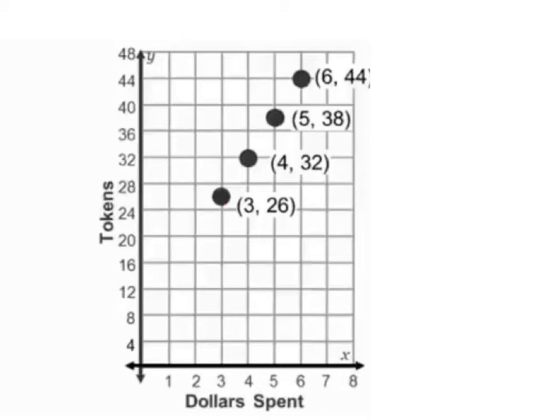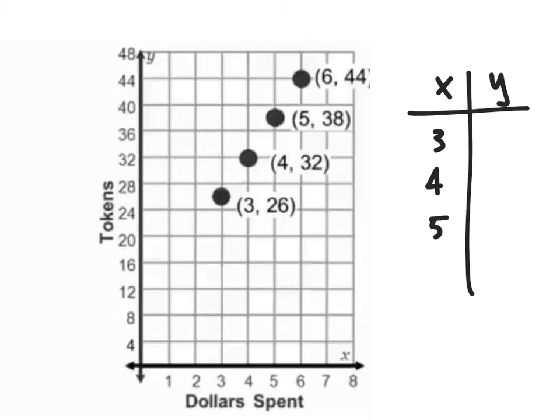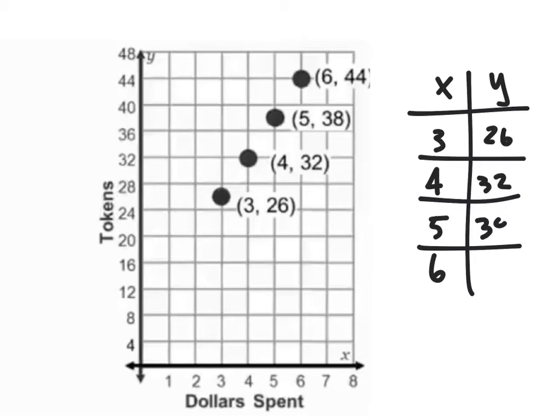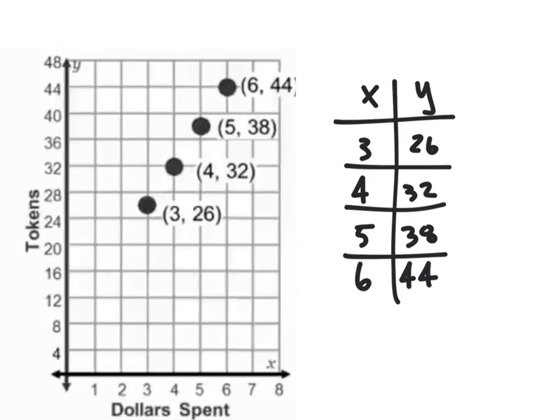So what we want to figure out, and here's what I'm going to do, I'm just going to write x and y, and let's write these numbers down. We have 3, 4, 5, and 6. So to get these values, 26, 32, let's put them all down first. What I want to do is figure out what we are increasing by.